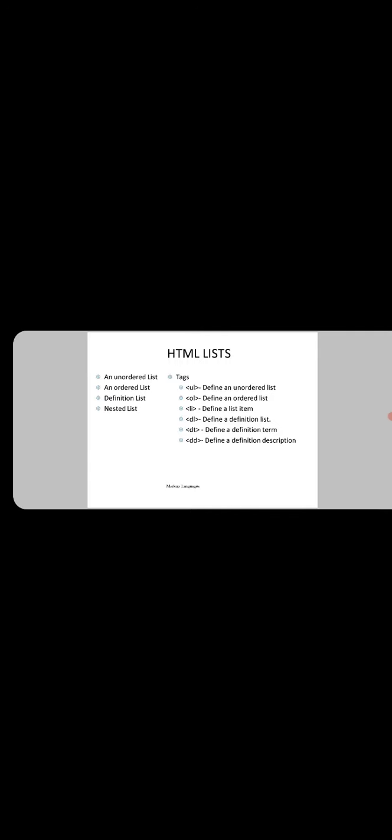All these are the different methods used to show or display lists, or some important points on the HTML page. And basically, HTML lists are of two types.